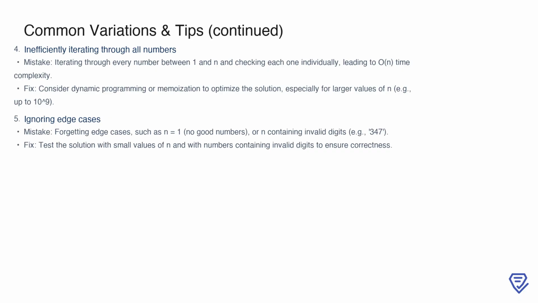It's also crucial to handle edge cases. For instance, if n equals 1, there are no good numbers, or if n contains invalid digits like 3, 4, or 7, those numbers should be excluded. To ensure accuracy, always test your solution with both small values of n and edge cases involving invalid digits. This will help you catch potential errors early and ensure your approach is robust.